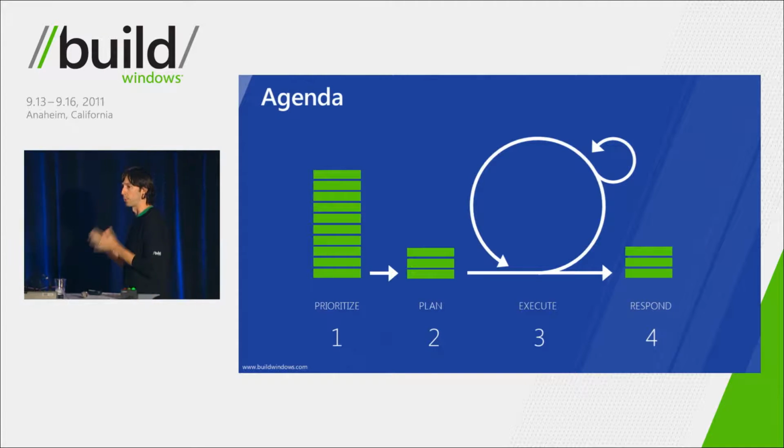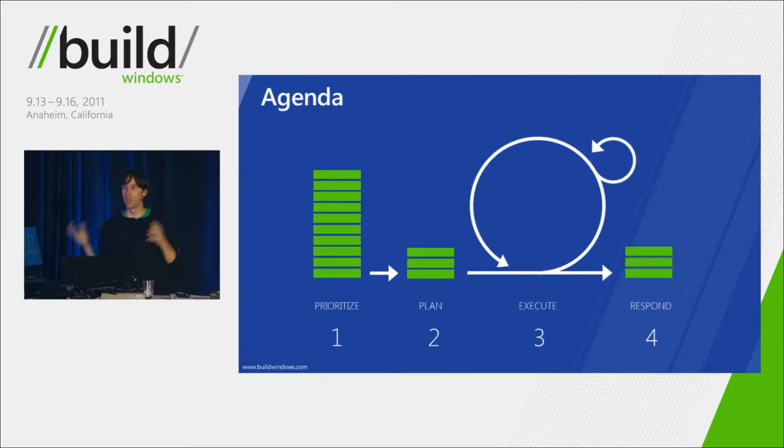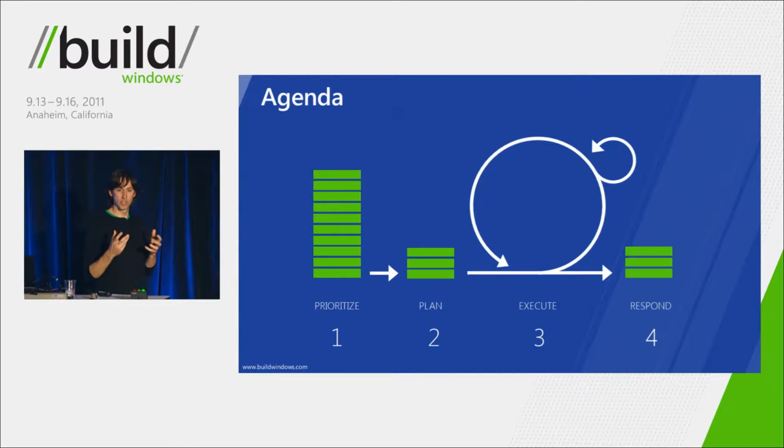First, we're going to talk about prioritizing your work. What does that feel like in Team Foundation Server 11? What does it look like? And what are the tools that we have to support you there? Second, we're going to look at planning. What is planning on an agile team? How do you do planning? And how do the new tool sets support your planning cycles?